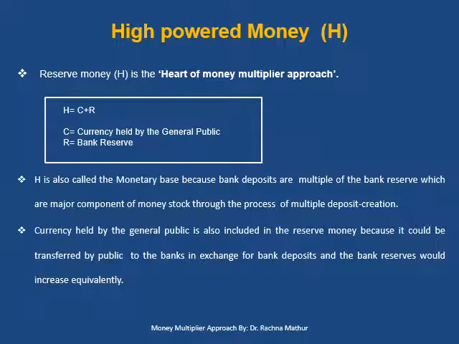The high powered money or the reserve money is often called the heart of the money multiplier approach. It consists of C plus R. C is currency held by the general public and R stands for bank reserve. H is also called the monetary base because bank deposits are multiples of bank reserve, which are a major component of money stock through the process of multiple deposit creation. Currency held by the general public is also included in reserve money because it can be transferred by the public to banks in exchange for bank deposits, and the bank reserve would increase equivalently.